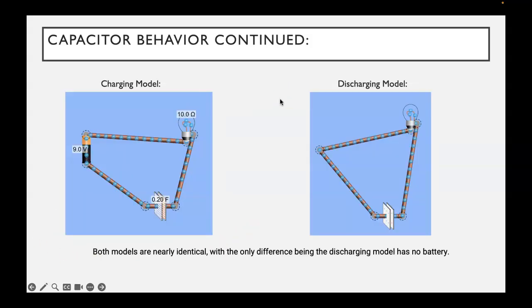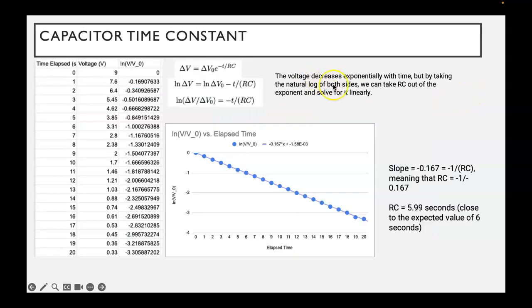These are the two models of the charging and discharging, and we see that they're nearly identical, with the only difference being that the discharging model has no battery. In this slide, you can see how we solved for RC, which is the capacitor time constant. You see how the voltage decreases exponentially with time, but by taking the natural log of both sides, we can take RC out of the exponent and solve for it linearly. And by using the following equation, we see that RC is equal to around 6 seconds.